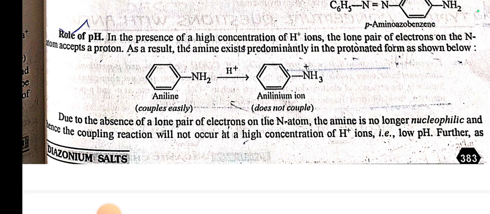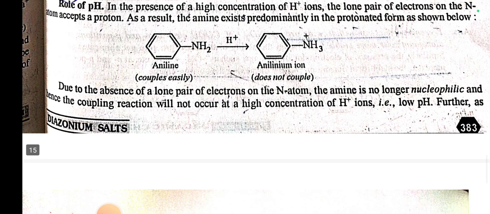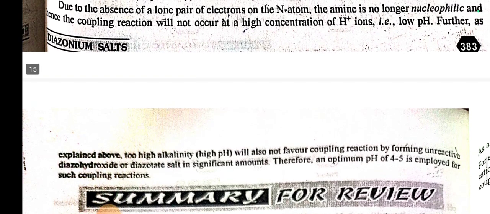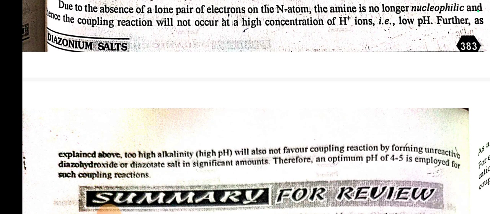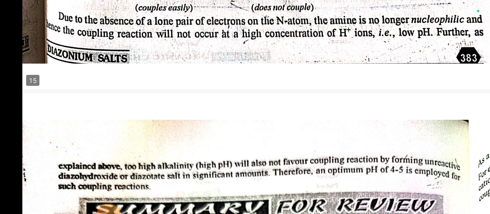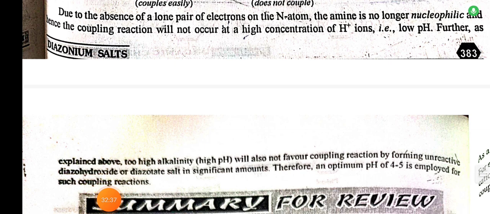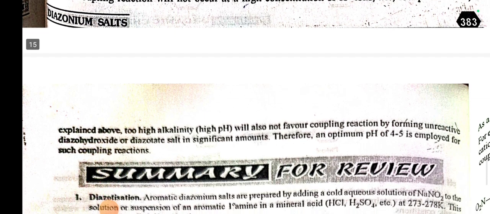Due to the absence of a lone pair of electrons on the nitrogen atom, the amine is no longer nucleophilic, and hence the coupling reaction will not occur at a high concentration of H positive ion, that is, low pH. Further, as explained above, too high alkalinity, high pH, will also not favor coupling reaction by forming unreactive diazohydroxide or diazotate salt in significant amount. Therefore, an optimum pH of 4 to 5 is employed for such coupling reaction.